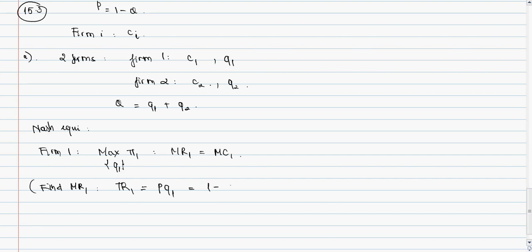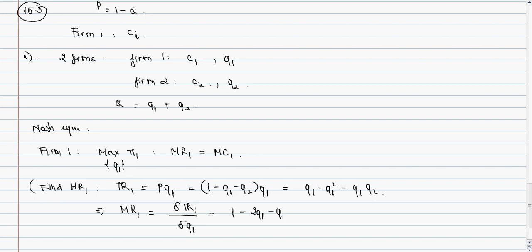Now the price is equal to 1 minus the total Q, and the total Q is Q1 and Q2 together, multiplied by Q1. If I expand everything, I will find that it equals Q1 minus Q1 squared minus Q1 Q2. Knowing the total revenue as a function of Q1, I can find the marginal revenue by differentiating the total revenue with respect to the quantity Q1. Doing that, I get 1 minus 2Q1 minus Q2, and that is the marginal revenue for firm 1.